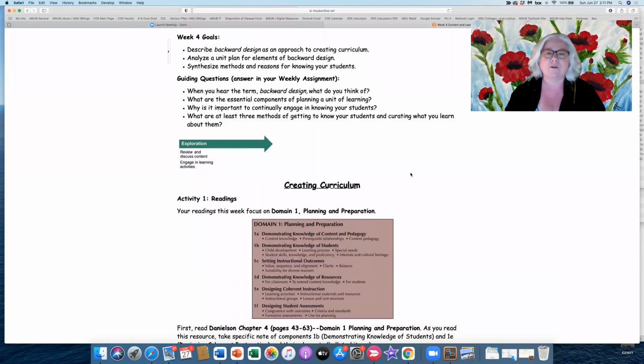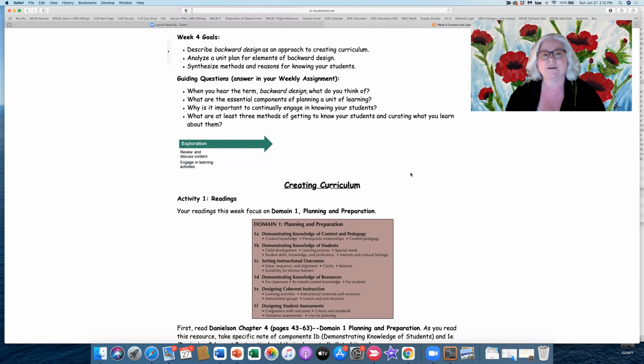Okay, our goals for this week are to be able to describe backward design as an approach to creating curriculum, to be able to analyze a unit plan for elements of backward design, and be able to synthesize methods and reasons for knowing your students.